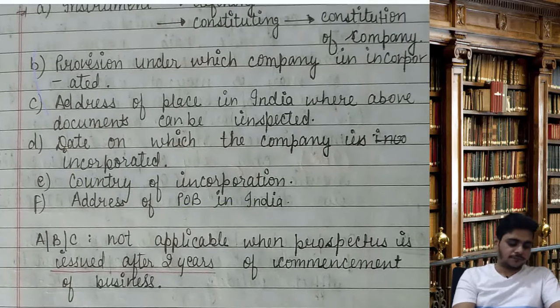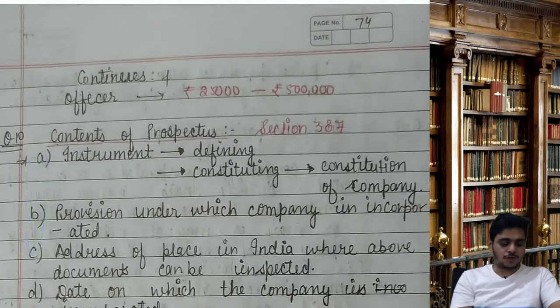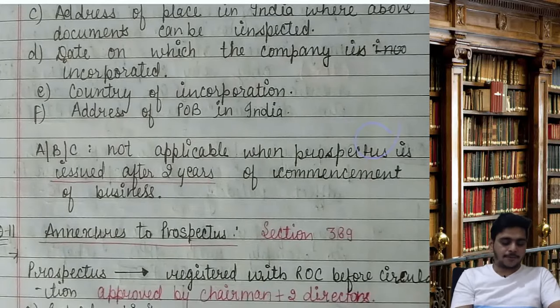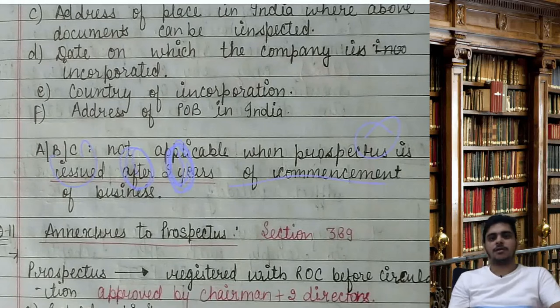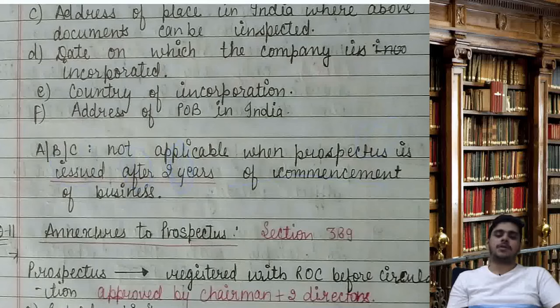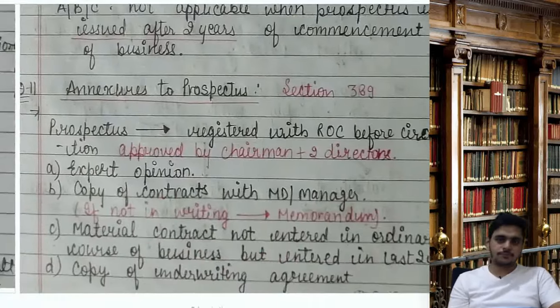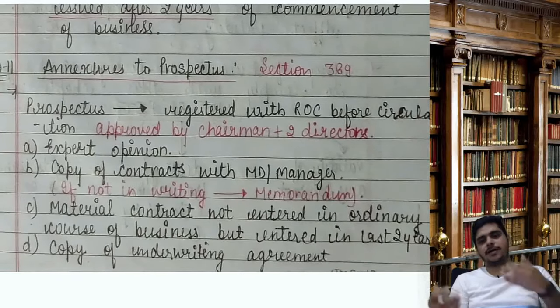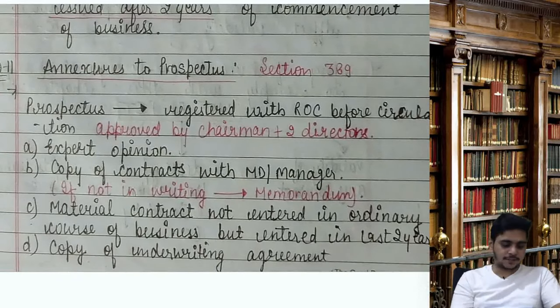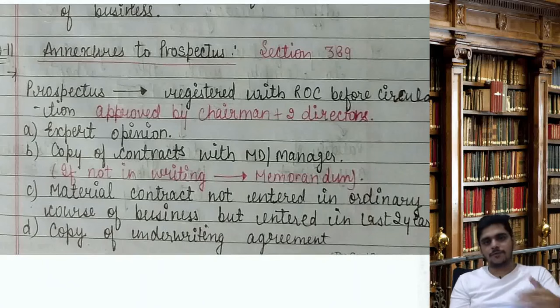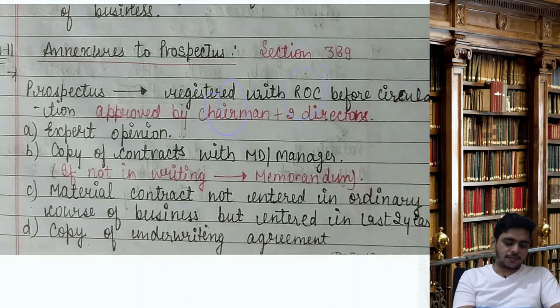The first three, A, B, C, are not applicable when the prospectus is issued after 2 years of commencement of business. Clear? Section 389 talks about annexures to the prospectus, what you will add behind the prospectus. The prospectus should be signed, filed with the ROC before circulation, and approved by the chairman and two directors.